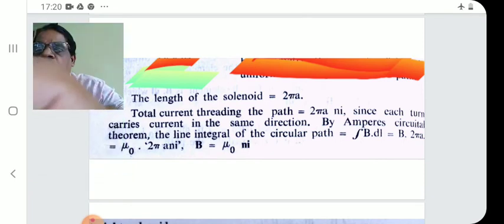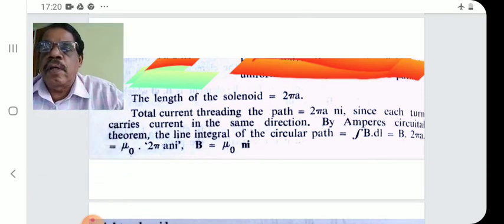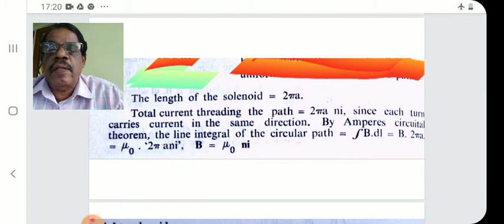The length of the path, a is the radius, it is 2πa. Total current threading the path.